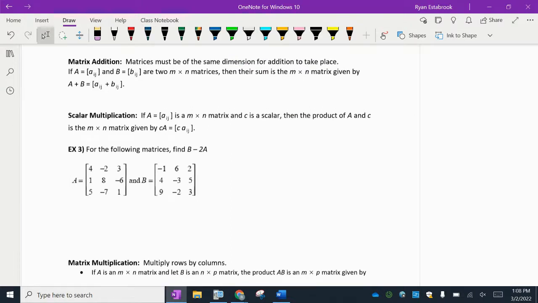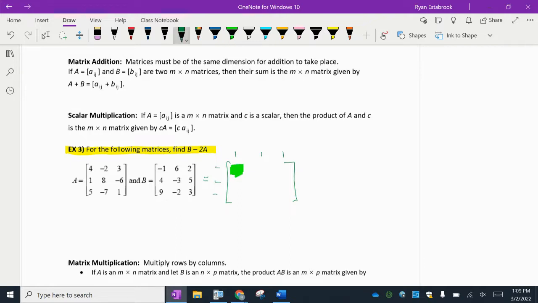Matrix arithmetic. First of all, addition. Matrix addition behaves exactly the way you would expect it to. Scalar multiplication behaves exactly the way you would expect it to. So I'm not going to go into some kind of long explanation of this. I'm just going to go into this example right here where it says find b minus 2a. So in order to either add or subtract them, the matrices have to be the same size, and they are. And when you do this b minus 2a, your answer is going to be the same size, 3 rows by 3 columns.